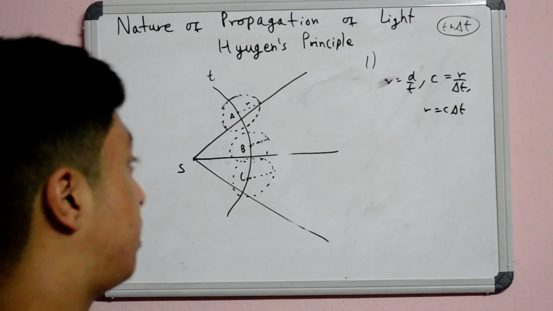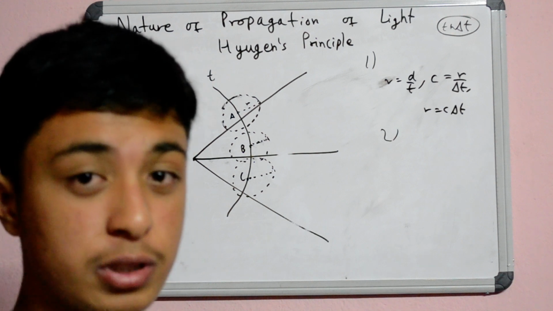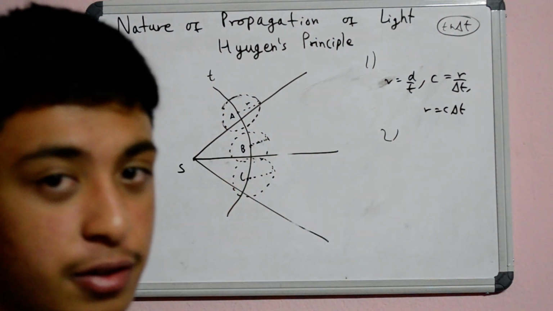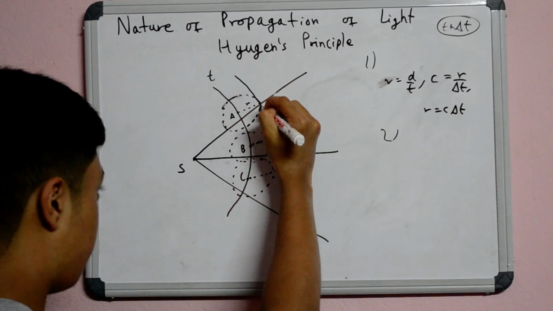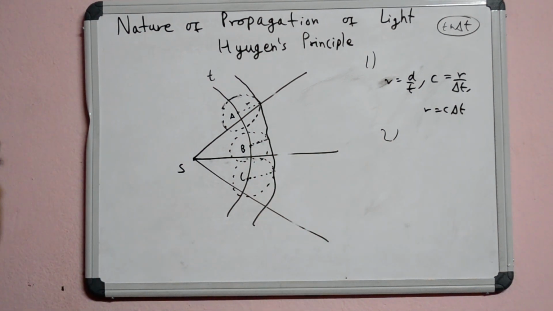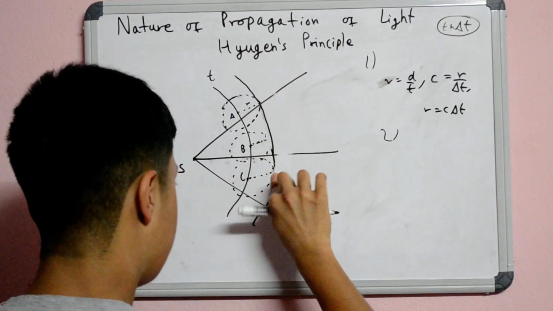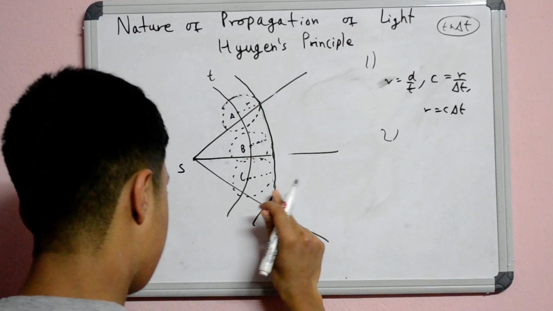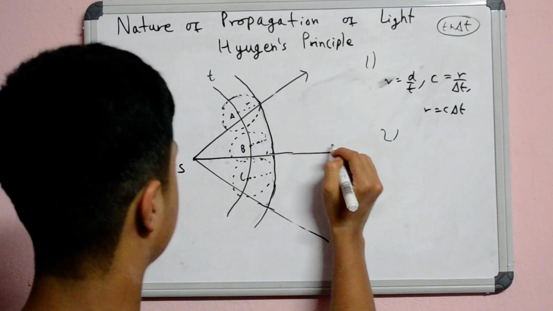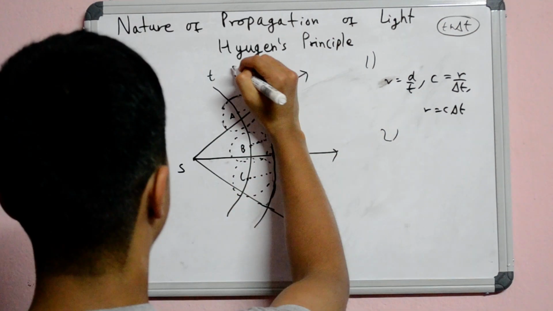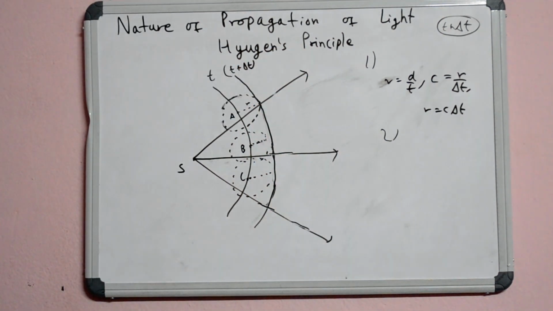Now here, the second postulate states that the forward tangent of each of these wavelets will give the secondary wavefront. So here I'll try my best, touching the front one like this, and, well, let's just clean it up a little bit. So it will be like so. So now this is delta t plus delta t. So now this is our secondary wavefront.